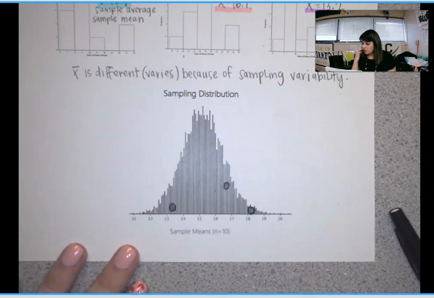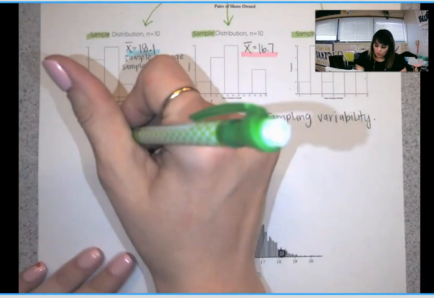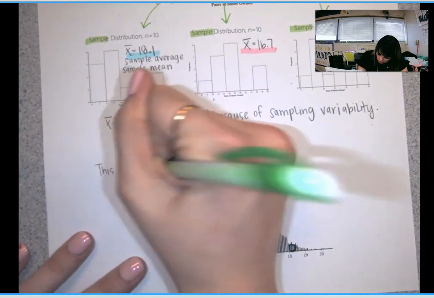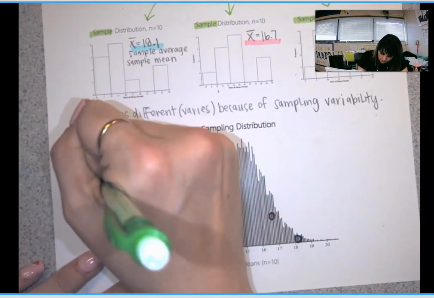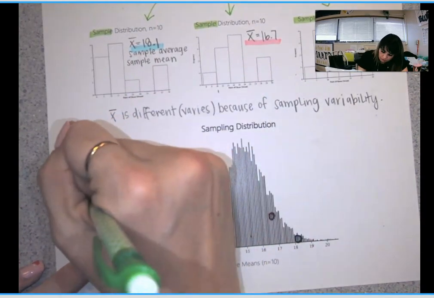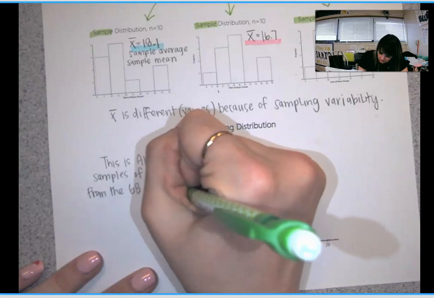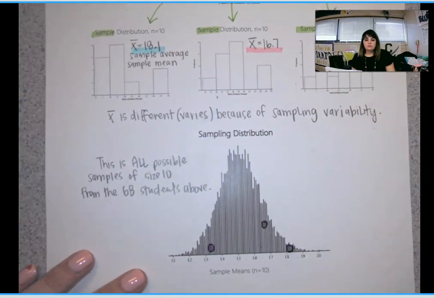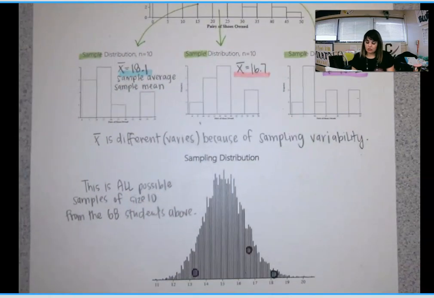So a few things to note about the sampling distribution. Number one, this is all possible samples of size 10 from the 68 students above. So all of these samples of size 10 came from these 68 students.